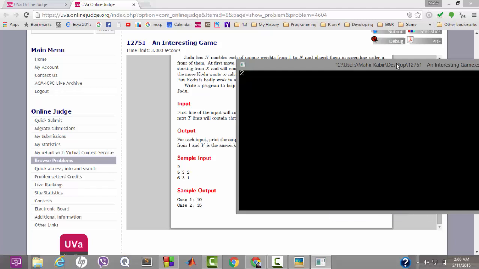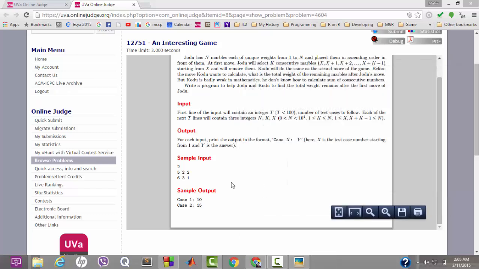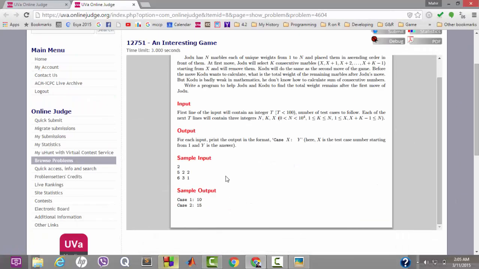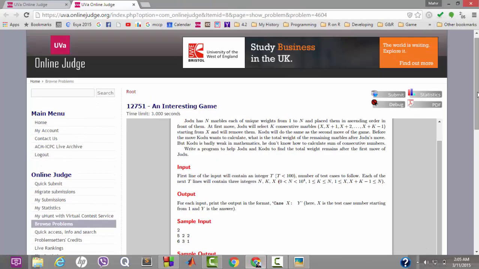Okay, so for the first test case, 5 2, it's 10. That matches the sample output given. For 6 3 1, 15. So as we can see, our code is giving the correct output for all the sample input sets. So let's submit the code and see if it is indeed the correct approach.